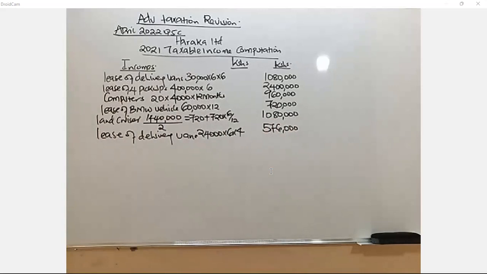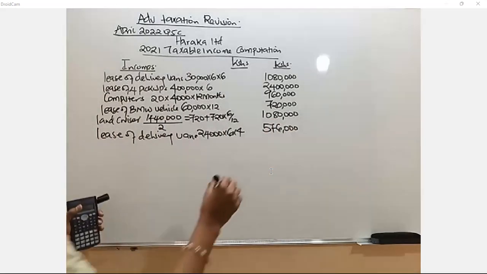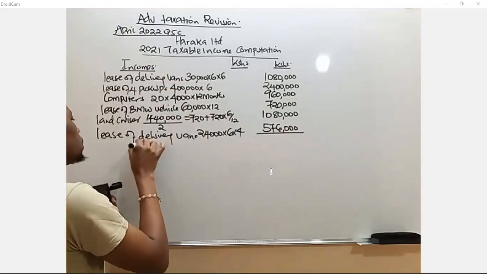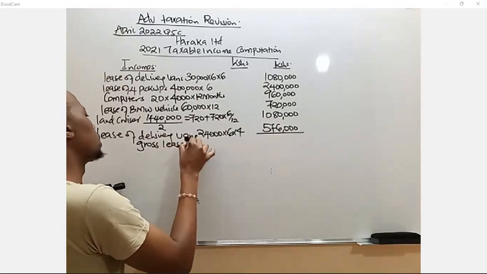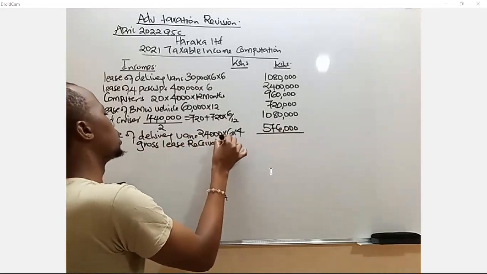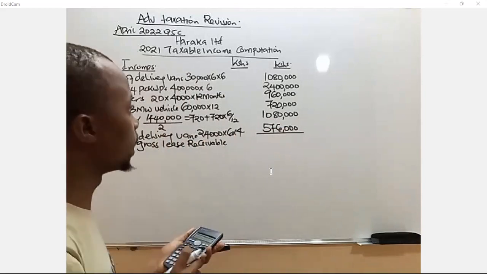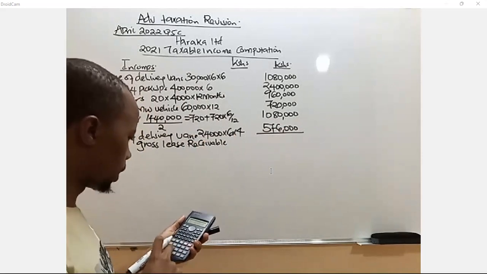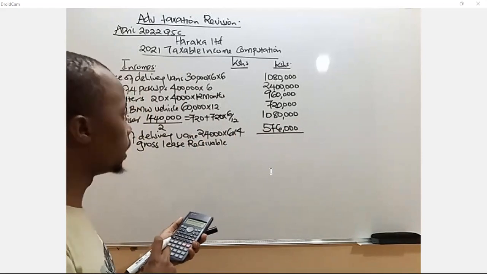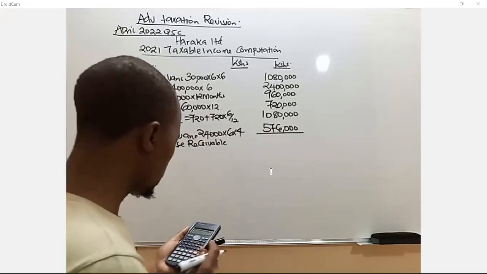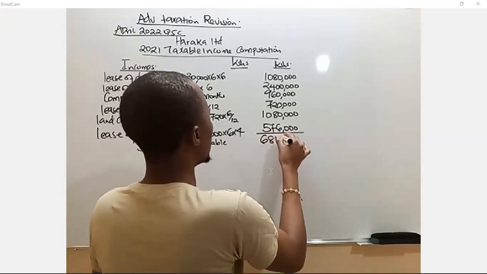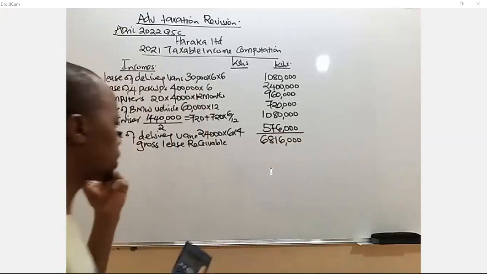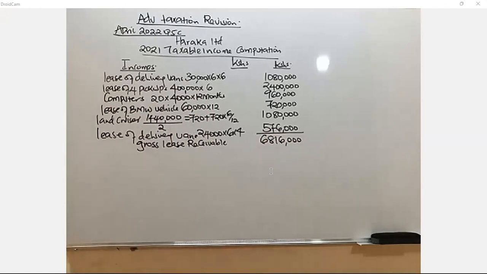Now, when I look at additional information number 2, those are expenses. So in this case, let me get the gross lease receivable. The gross lease receivable, we have 1080 plus 2400 plus 960 plus 720 plus 1080 plus 576. We are getting around 16,000.